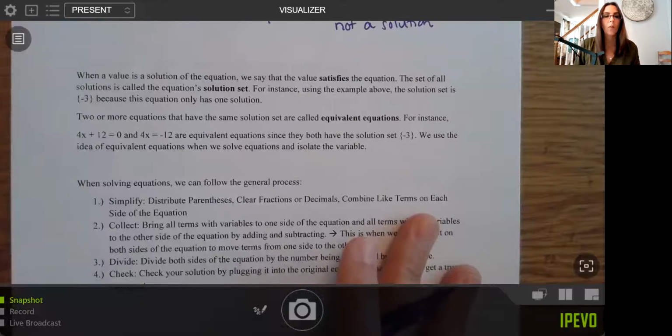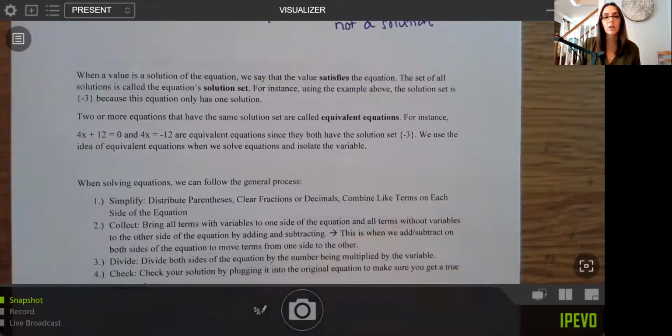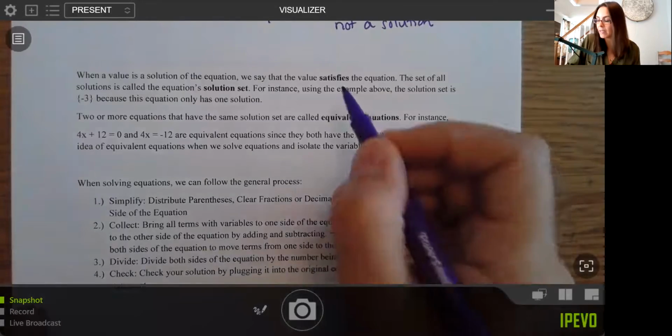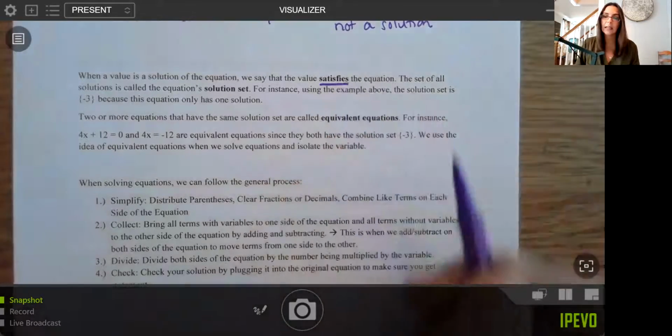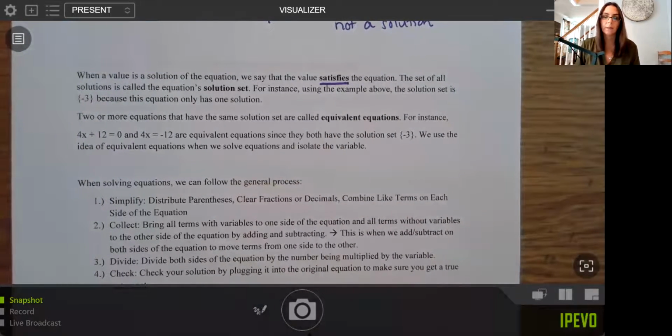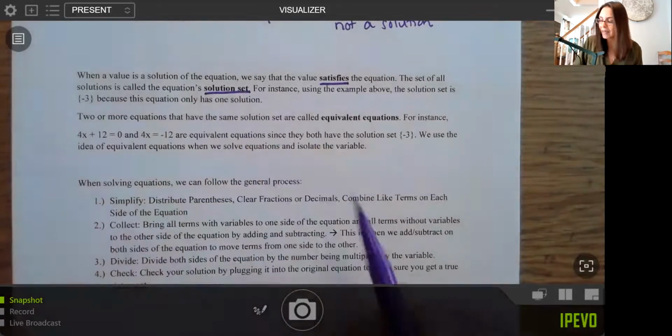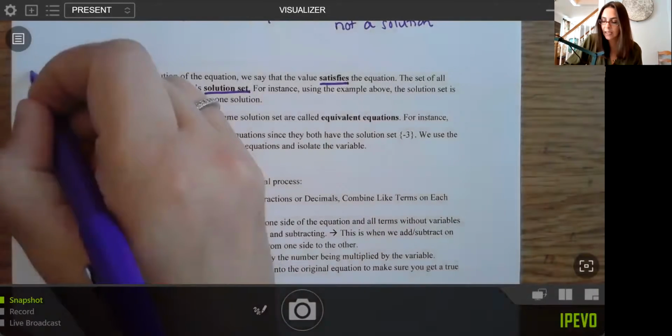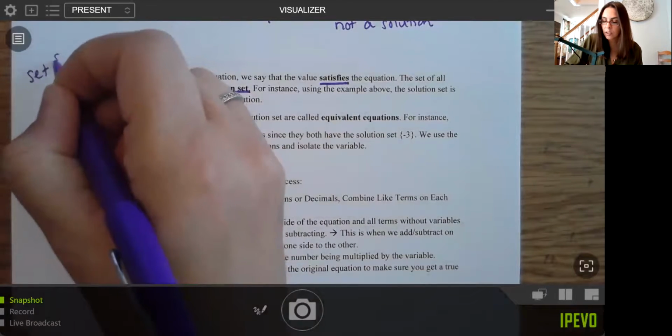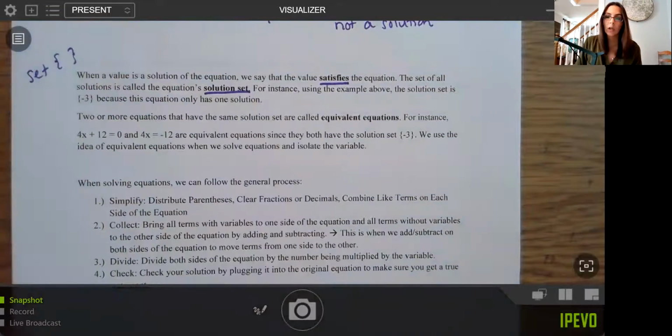All right. When a value is a solution of the equation, we say that that value satisfies the equation. So that word satisfies is another way to say we have a solution. And the set of all solutions of the equation is called the equation's solution set. And what you want to remember is when you're talking about sets, we do use this kind of squiggly notation. You don't want to use parentheses or brackets. It's very specific that you use those squiggles when you're talking about a set.